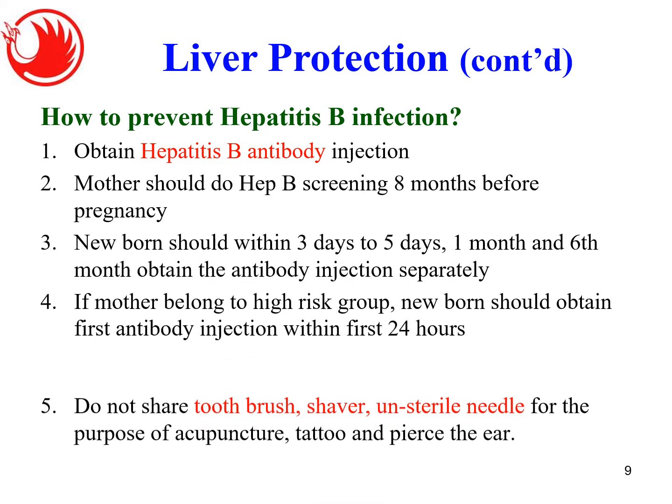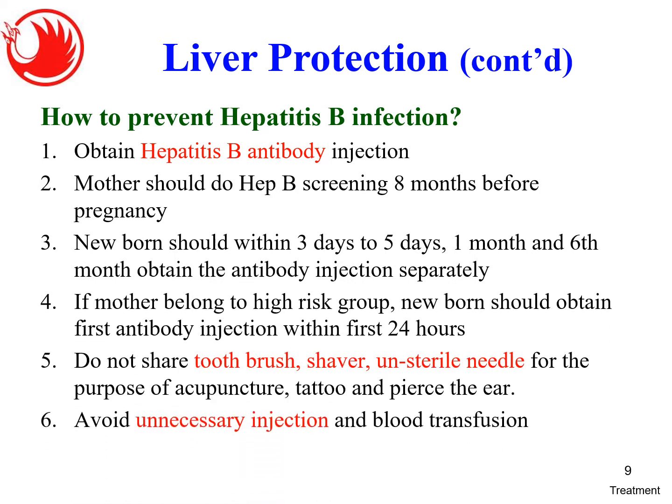Okay, now we know that hepatitis is the world's most common liver infection. Let's look at what are the ways to prevent hepatitis B infection. First, we have to get the hepatitis B antibody injection. But take note that the vaccination only works if a person has not been previously infected by the virus.